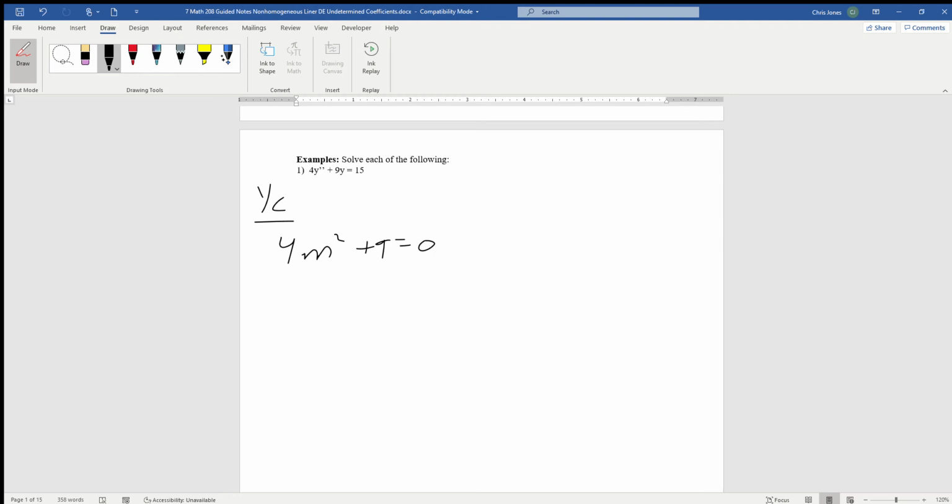We know that to be able to get this solution, m squared is going to be equal to negative 9/4, or m is going to be equal to plus or minus, if we take the square root of both sides, 3/2 i.